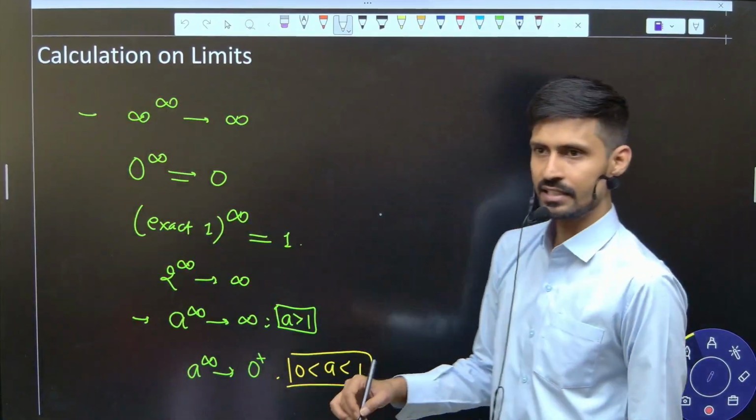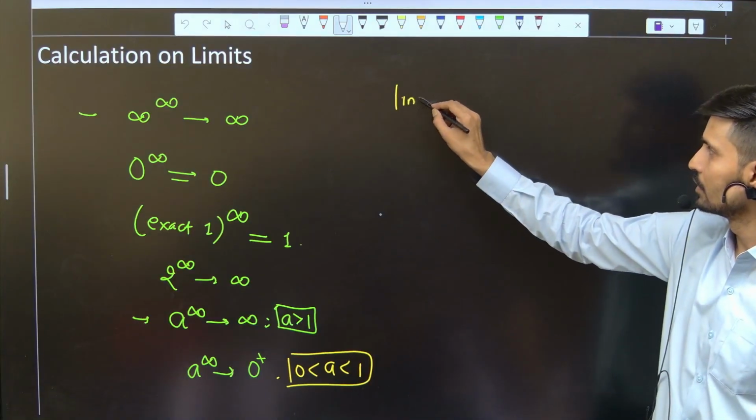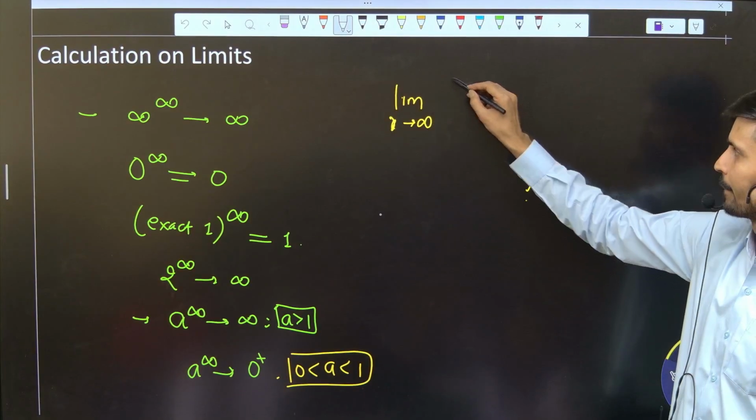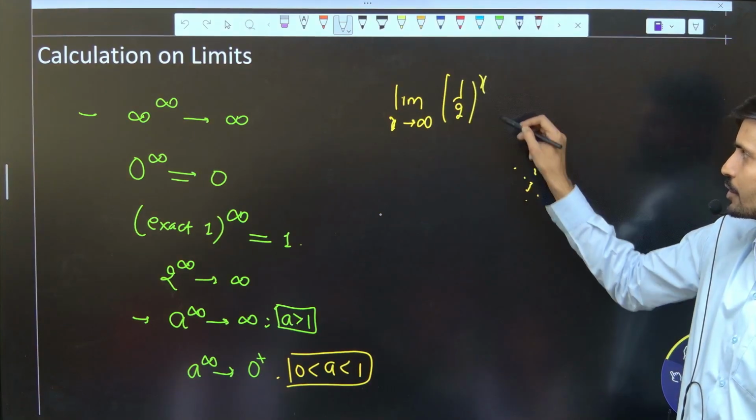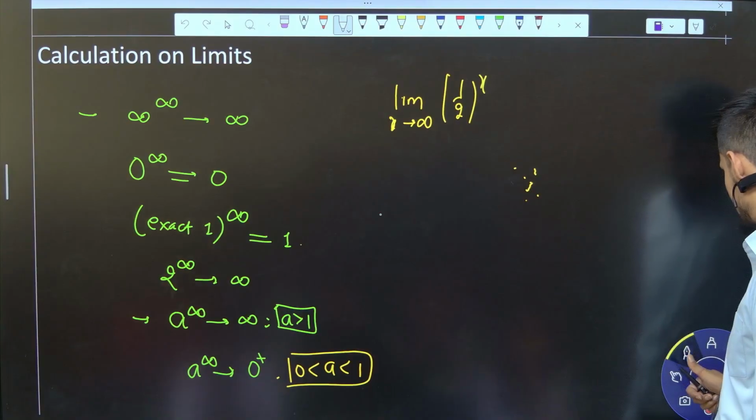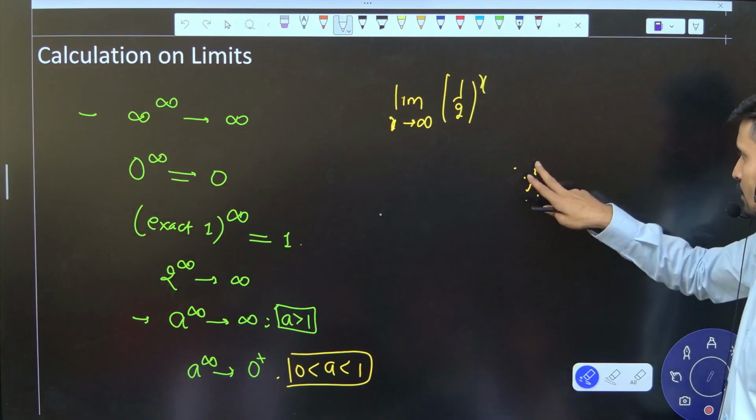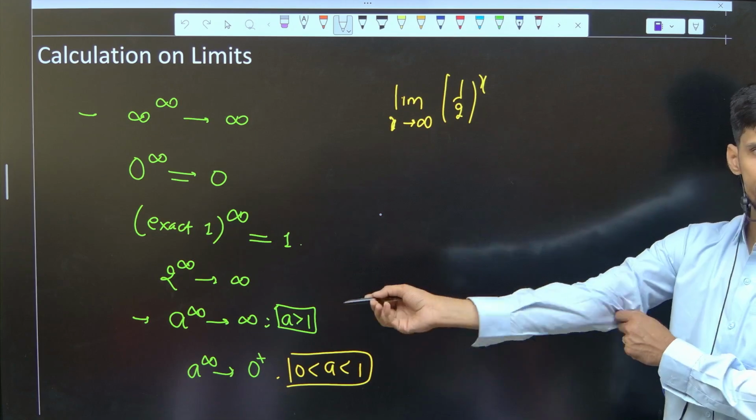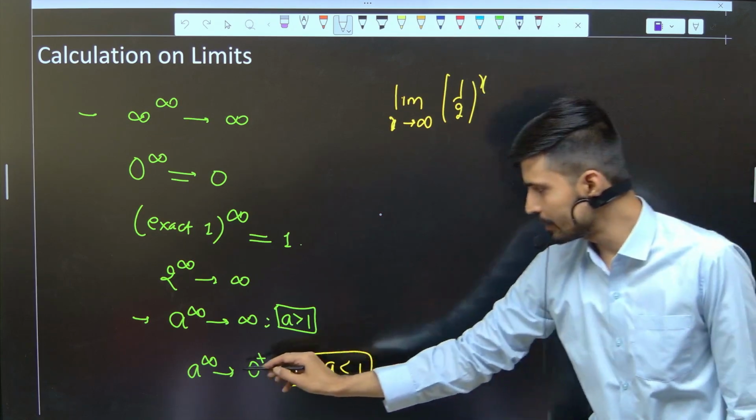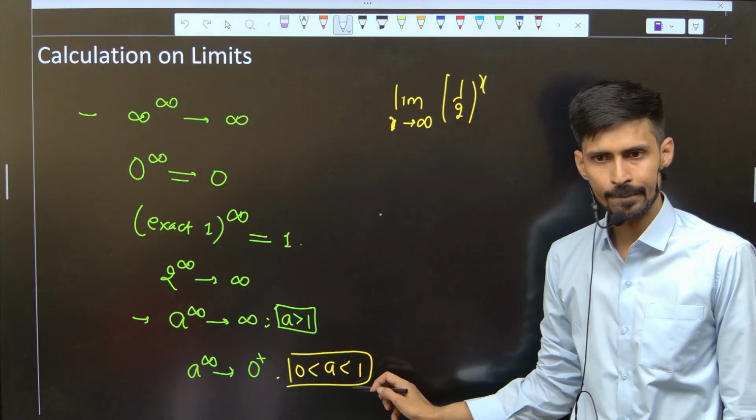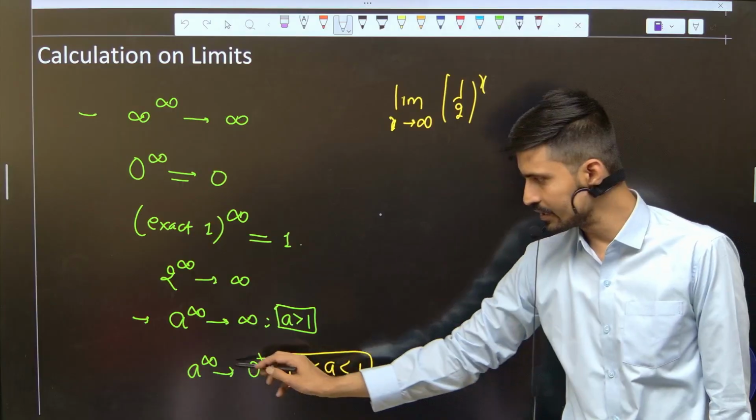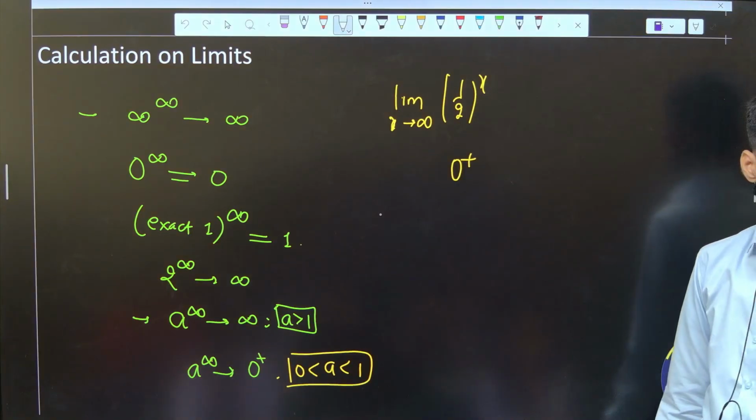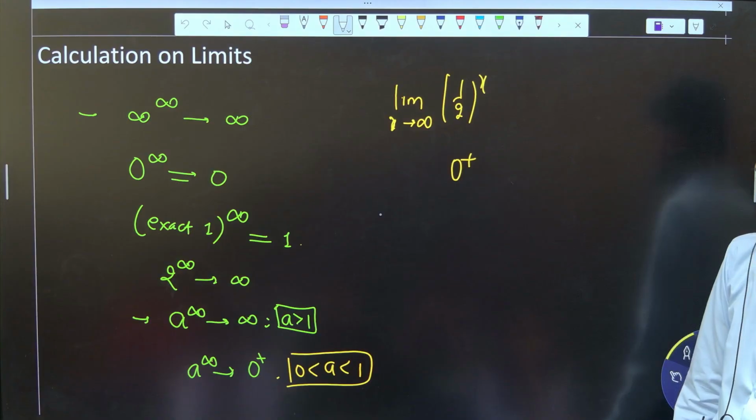So if someone is asking this, limit x tends to infinity of 1 by 2 raised to x, what will be the answer? See this. 1 by 2 is a number between 0 and 1. So any number between 0 and 1, if its power is infinity, that will be 0 plus. So the answer will be 0 plus. Okay?